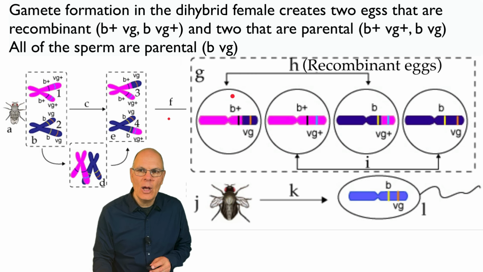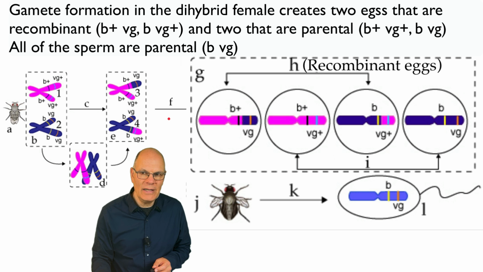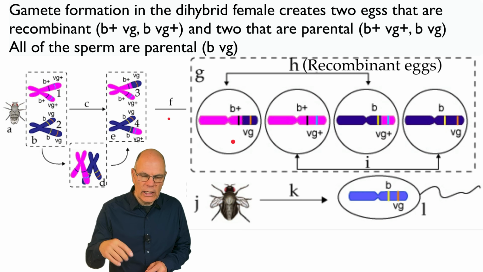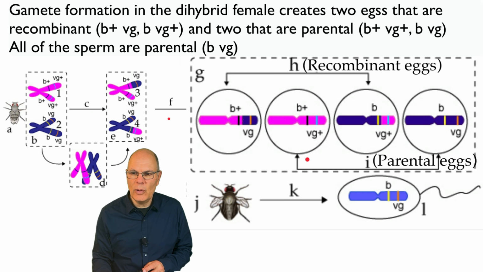What do I mean by that? Well, they have B plus and they have VG. In other words, this chromosome is B plus VG plus, this chromosome is B VG. Well, the recombinant ones are the ones where those alleles swapped places. So this is a recombinant B plus VG, this is a recombinant B VG plus, but these two at letter I, those are parental, right? They're just like the parents, B plus VG plus and B VG.